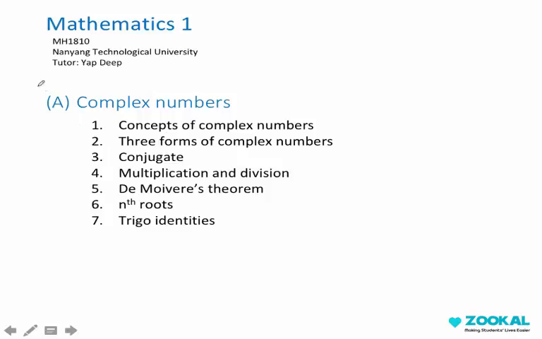So let's start. The first part of Mathematics 1 is complex numbers. Under complex numbers, we'll talk about the concepts of complex numbers, how you can represent complex numbers in 3 different forms, and how you represent the conjugate of complex numbers. Next, we'll talk more in depth about the multiplication and division of complex numbers, and we'll mention the most important theorem in complex numbers, which is De Moivre's theorem. And by using De Moivre's theorem, we are able to find the roots of a polynomial.